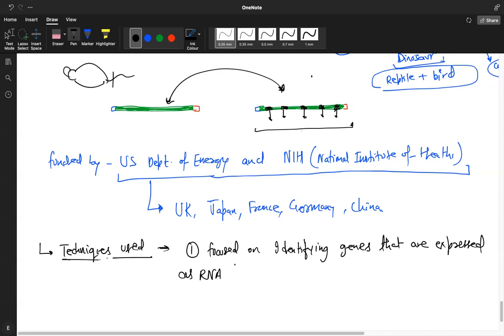Okay. Now this is done through a technique called EST, expressed sequence tags. I don't have to go into the details of this, but remember EST was used. Expressed sequence tags were used to identify genes that are expressed as RNAs.